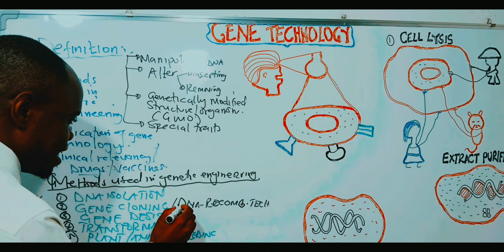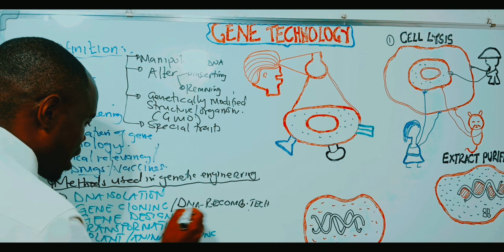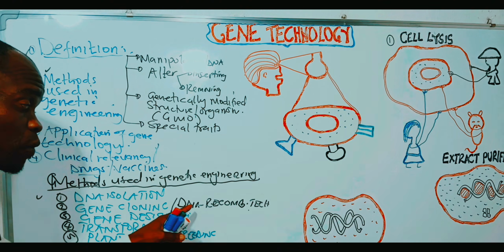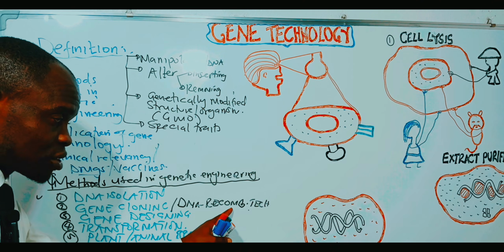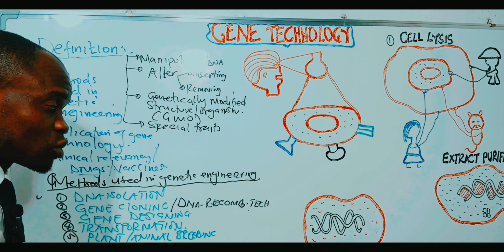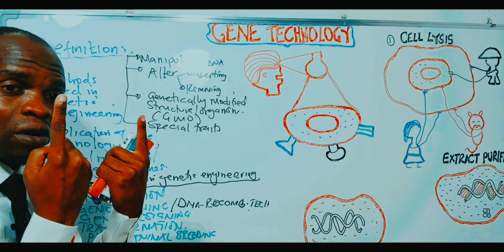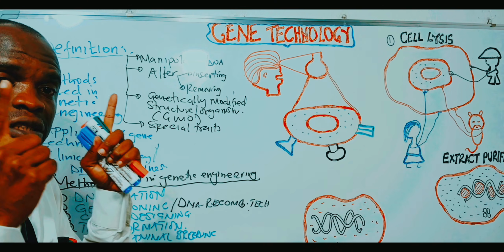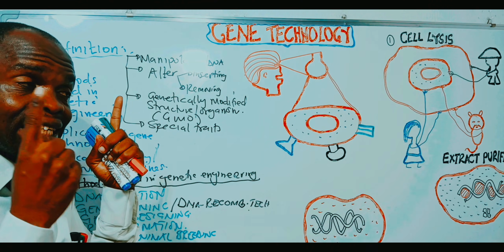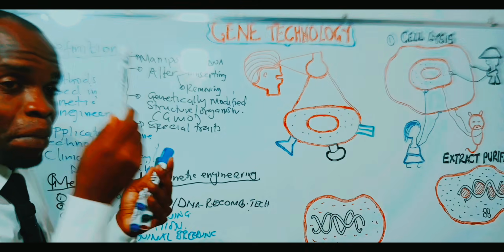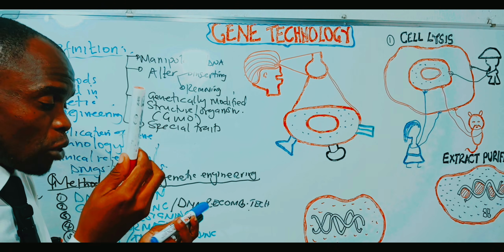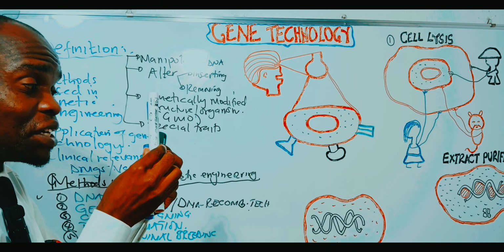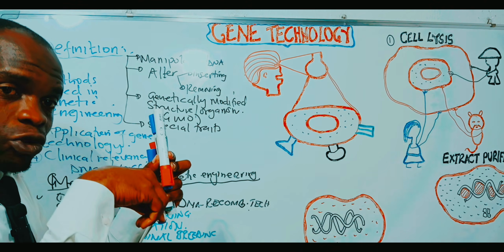Now, DNA recombinant technology and gene cloning look to be the same, but they are different. One comes from the other. In DNA recombinant technology, we are trying to combine two genes that come from different what? Species. Two DNAs: I get DNA from bacteria, and I also get one from a human cell, any mammal. Then I mix them, I combine them.